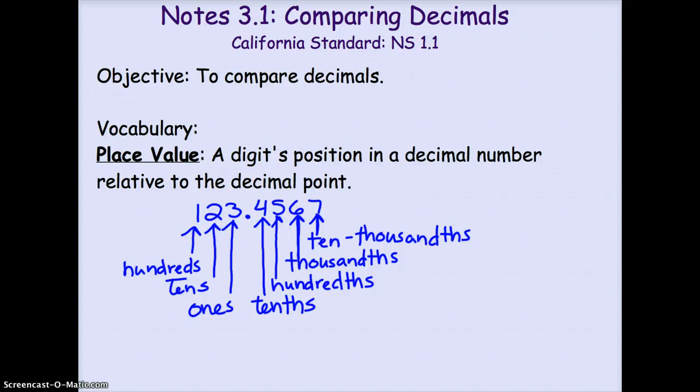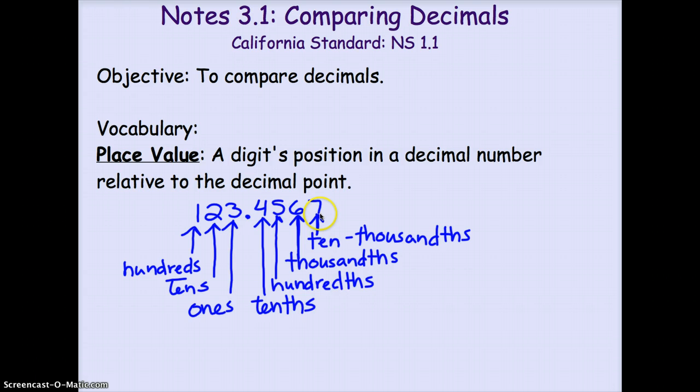Our only vocabulary word for today is place value, a digit's position in a decimal number relative to the decimal point. So, of course, this is review, hundreds, tens, ones, those are nice and easy. The places where you might be making mistakes is after the decimal there is no oneth place. Remember, we go directly to tenths, hundredths, thousandths, 10,000ths, and so on.